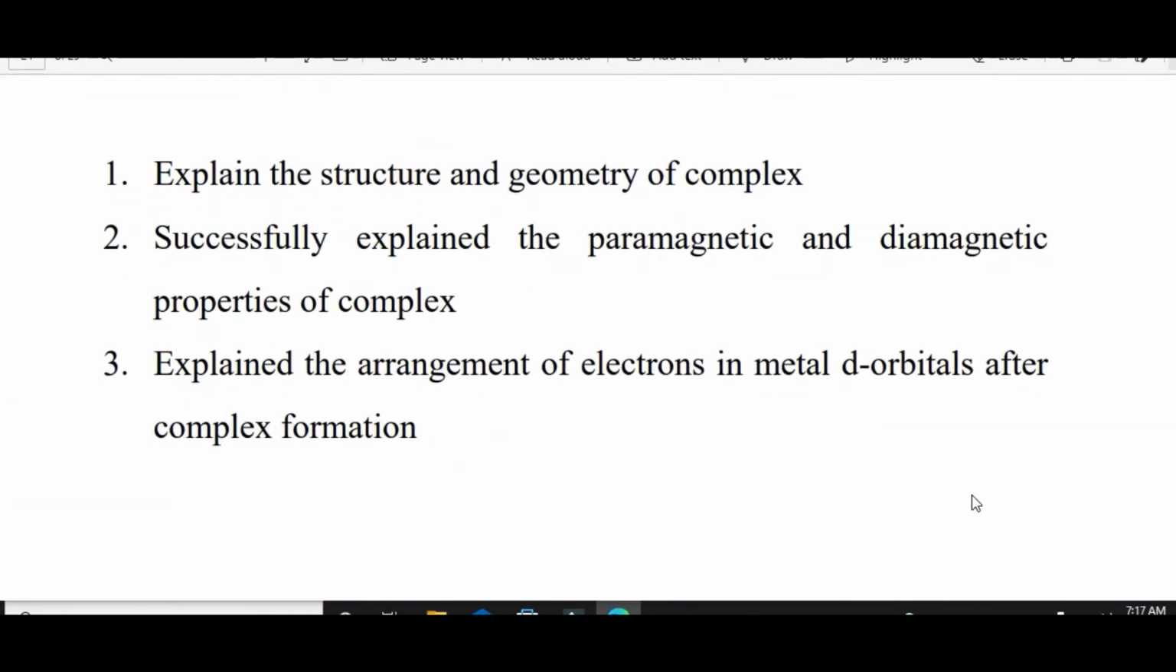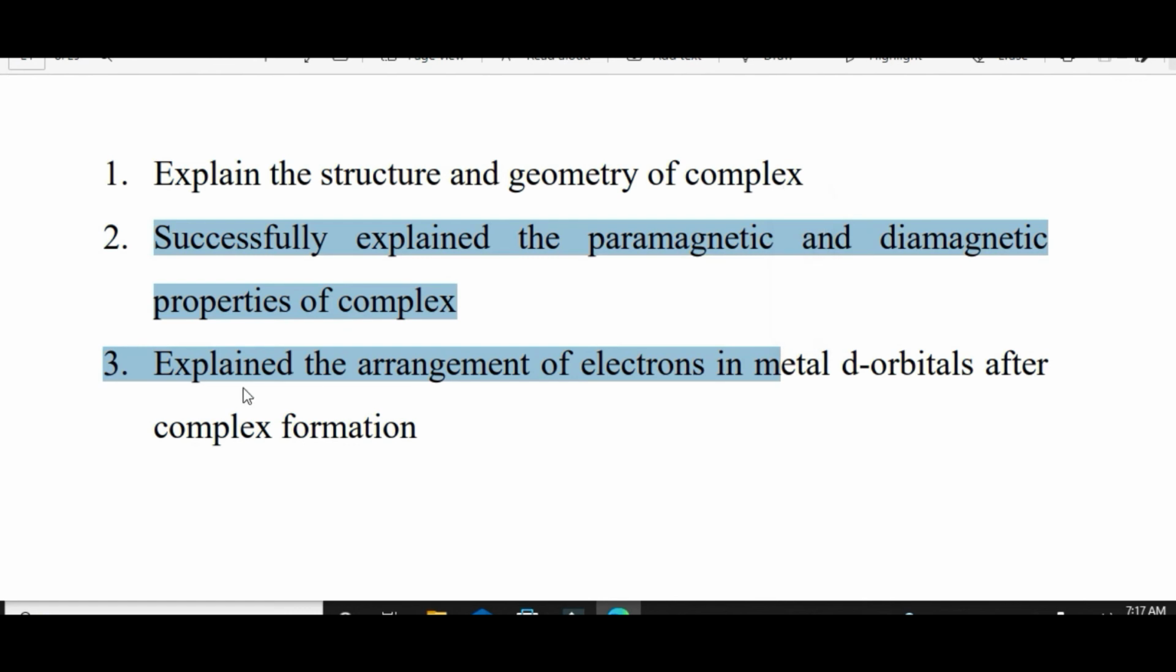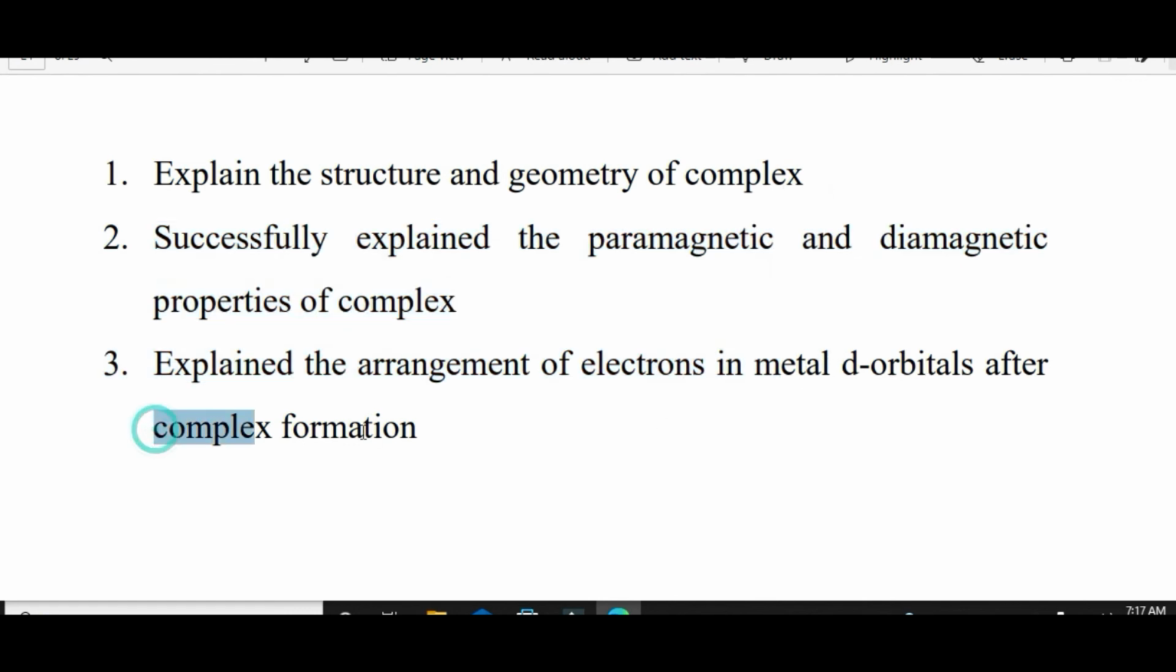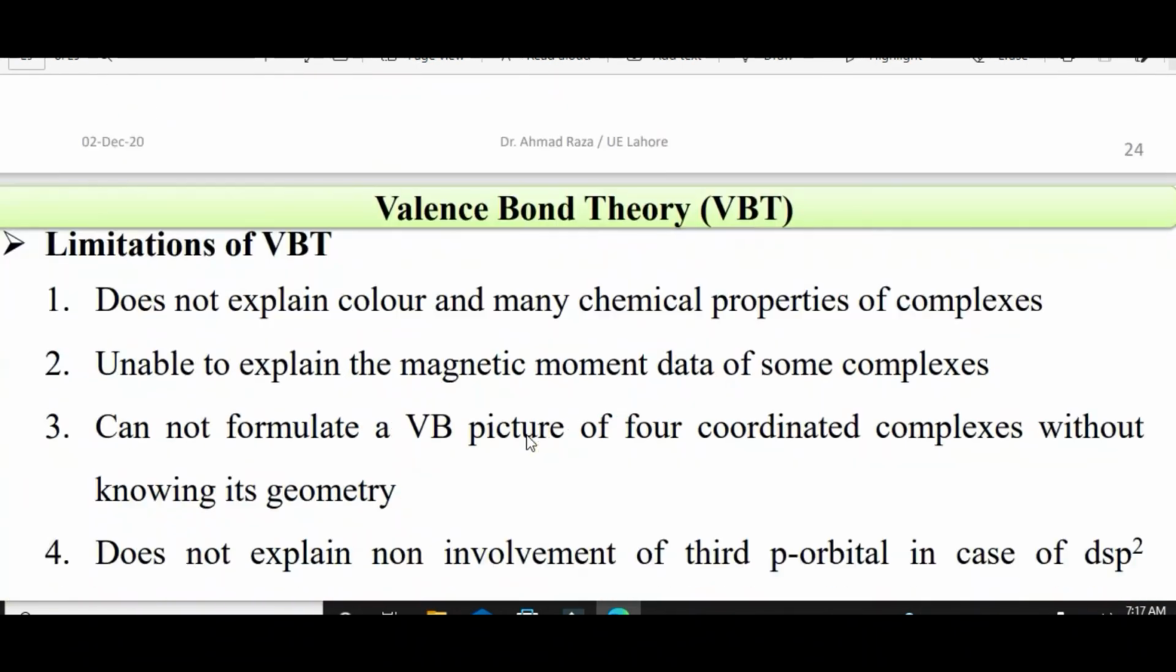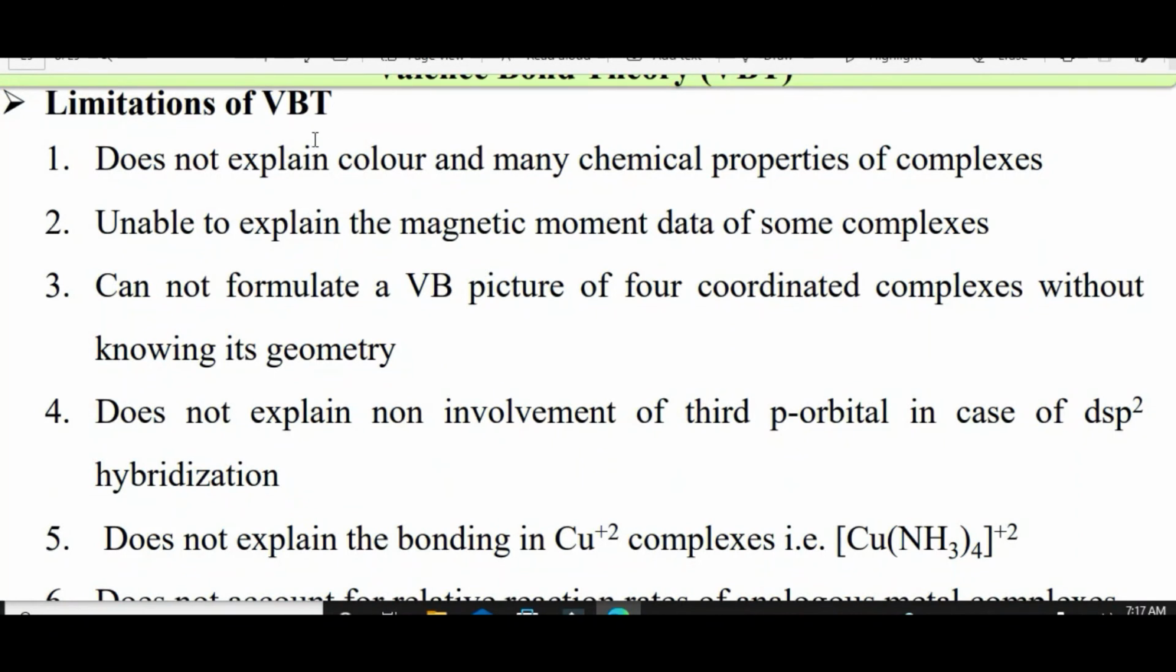What are the advantages of VBT? It explains the structure and geometry of complexes, successfully explains the paramagnetic and diamagnetic properties of complexes, and explains the arrangement of electrons in metal d orbitals after complex formation.